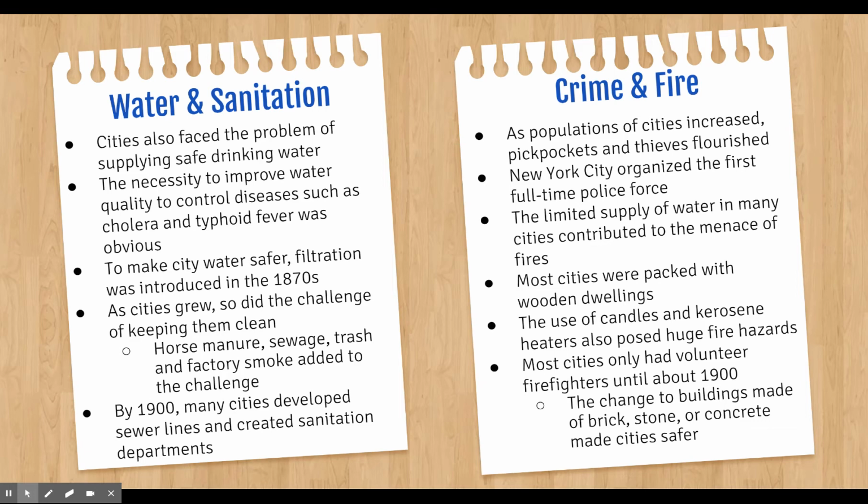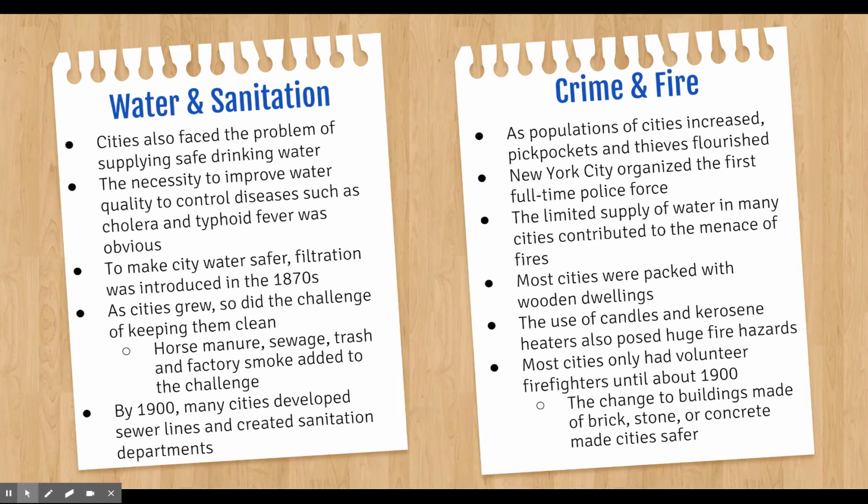Crime and fire. As populations of cities increased, pickpockets and thieves flourished. New York City organized the first full-time salaried police force. The limited supply of water in many cities contributed to the menace of fires. Fires could be the most deadly thing in a city because most cities were packed with wood dwellings. So the use of candles and kerosene heaters also posed huge fire hazards.